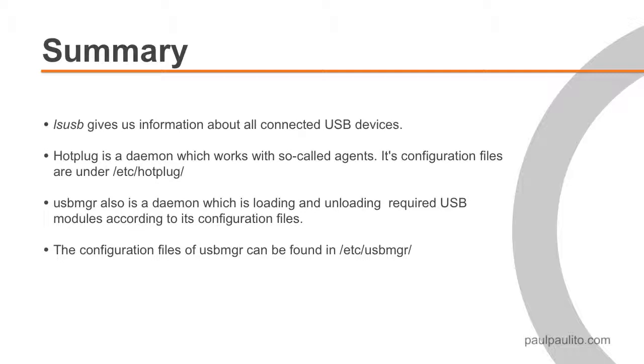Hotplug is a daemon which works with so-called agents. Its configuration files are under /etc/hotplug. USB Manager also is a daemon which is loading and unloading required USB modules according to its configuration files. The configuration files of USB Manager can be found in /etc/usbmgr.